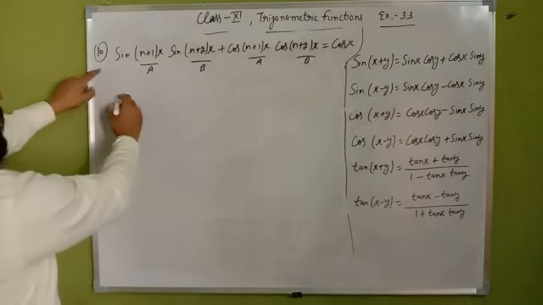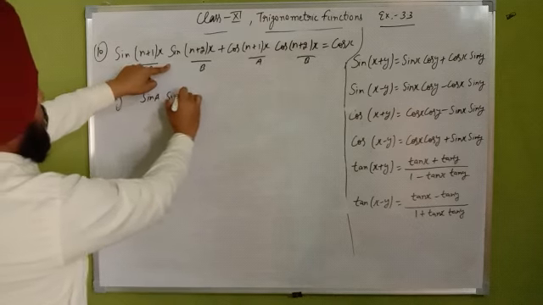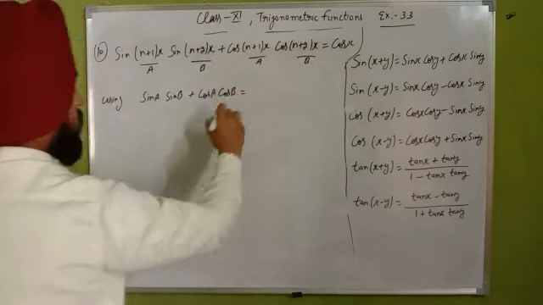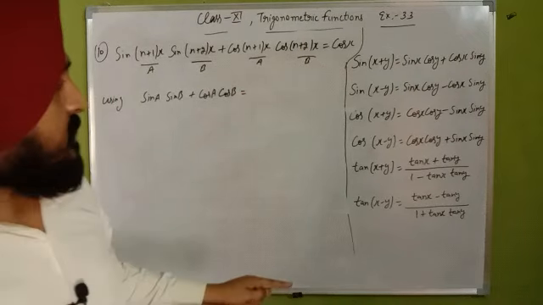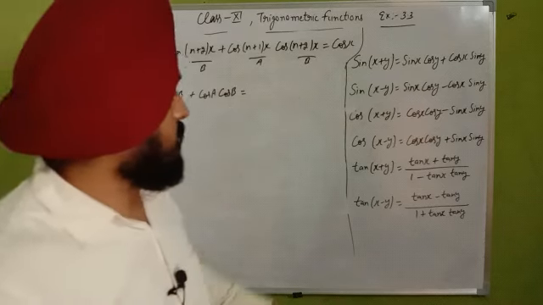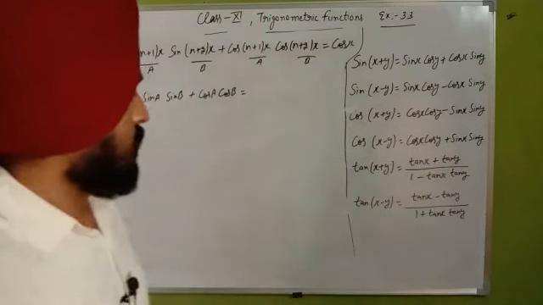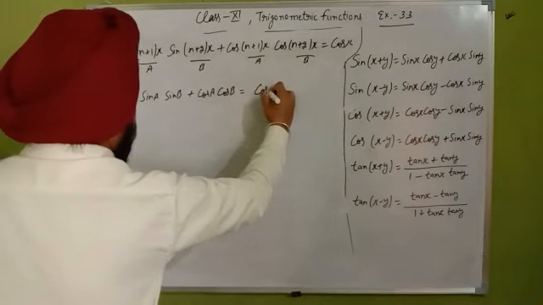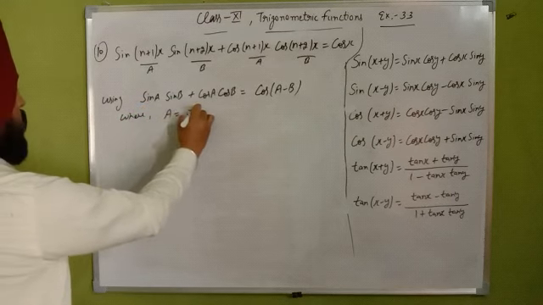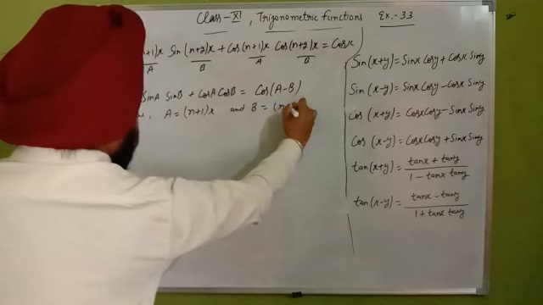So what does it become? Using the identity, sin a sin b plus cos a cos b. Now check in the identities which identity is applicable. Yes, sin a into sin b plus cos a into cos b. Which identity is applicable? Yes, this one, sin a sin b plus cos a cos b, which is equal to cos(a minus b), where the value of a is equal to n plus 1 into x and the value of b here is n plus 2 into x.